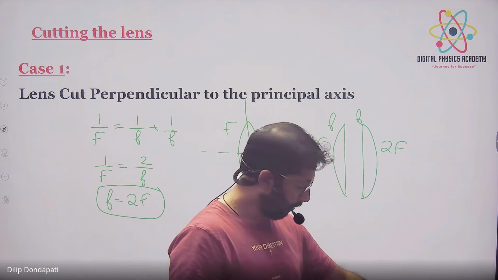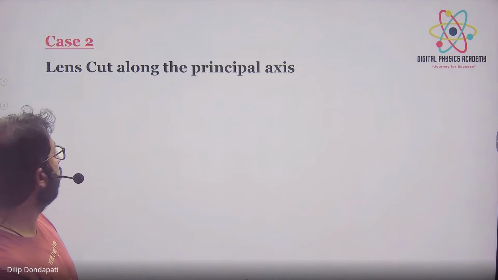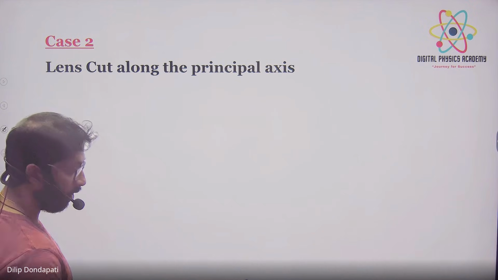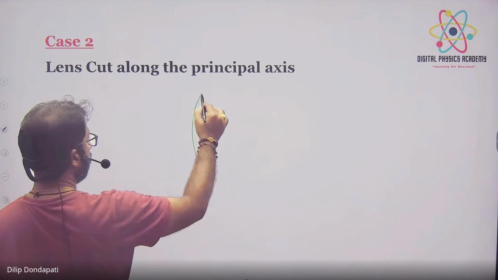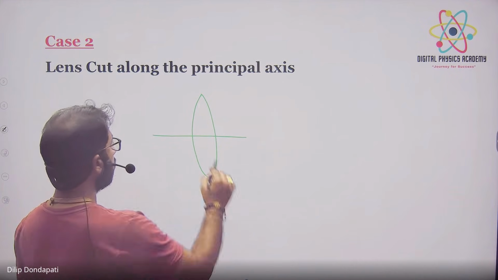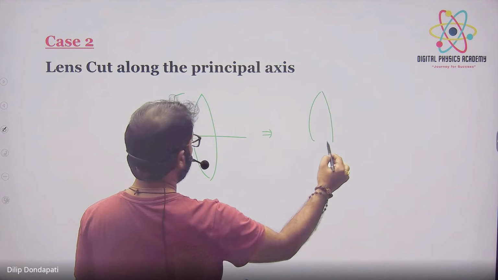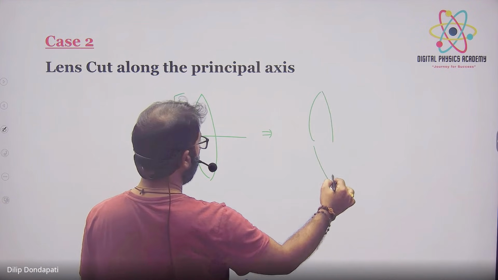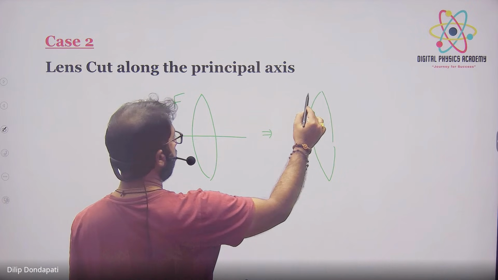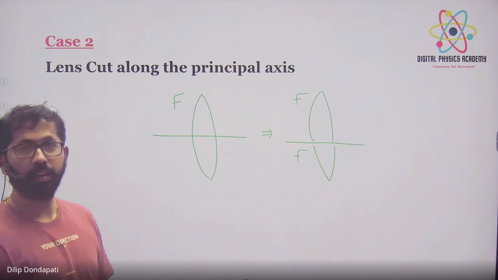Okay, then. Okay, चलो. Next case 2. If the lens cut along the principal axis, now tell me. If a lens is cut along the principal axis, ऐसे कट करूँगा. इसका फोकल लेंथ है f. मतलब ऐसा एक पीस बन जाएगा. Another. It remains same. Why? Because they extended both form a circle.